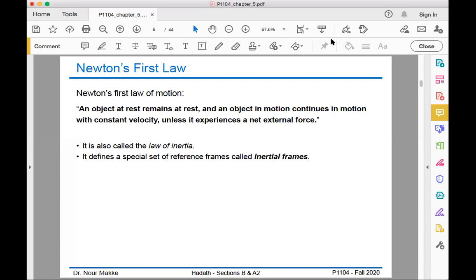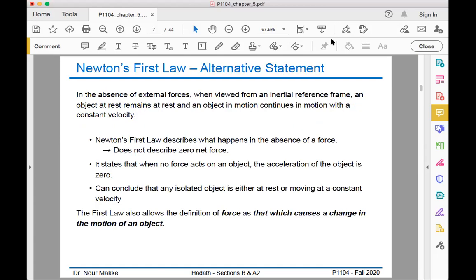So if we have a reference frame where Newton's law is valid and applicable, that means that we are in an inertial frame. We call it an inertial frame. So when we say that it defines a special set of reference frames called inertial frames, we mean that wherever we have a reference frame where Newton's law is valid, we call it an inertial frame. Now let's comment a little bit about this Newton's law.